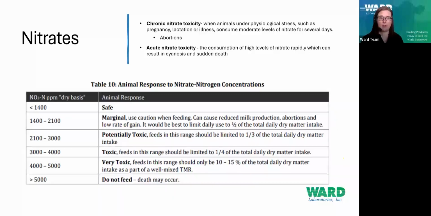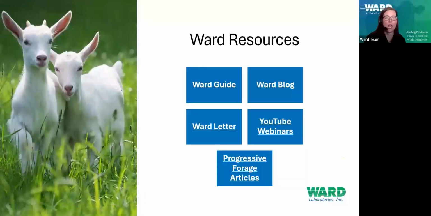So this table came out of the Ward Guide, which is a resource that we have available to you. And then we also have multiple other resources, such as the blog, which you can just type in there nitrates, and you'll find multiple articles where we've covered different ways that we can help guide you with that. The Ward letter will be up and running again soon. We have more webinars on forage production, understanding forage reports, choosing the right forage for your operation on YouTube. And then, of course, we've got a bank of progressive forage articles if you are looking for some more reading material.